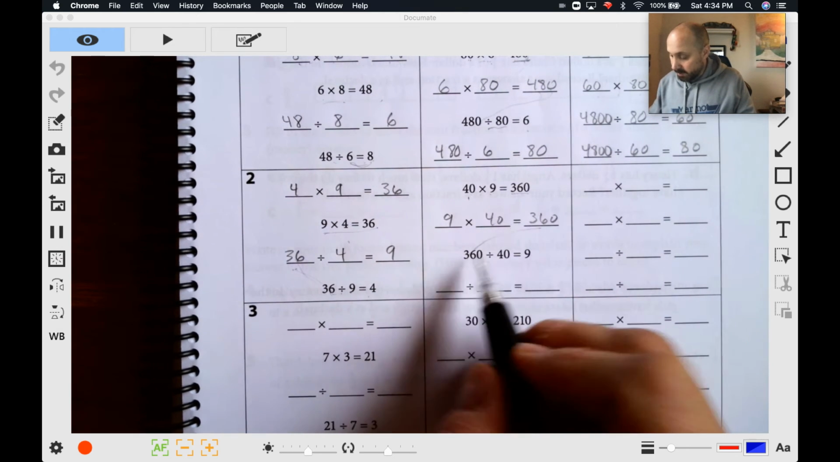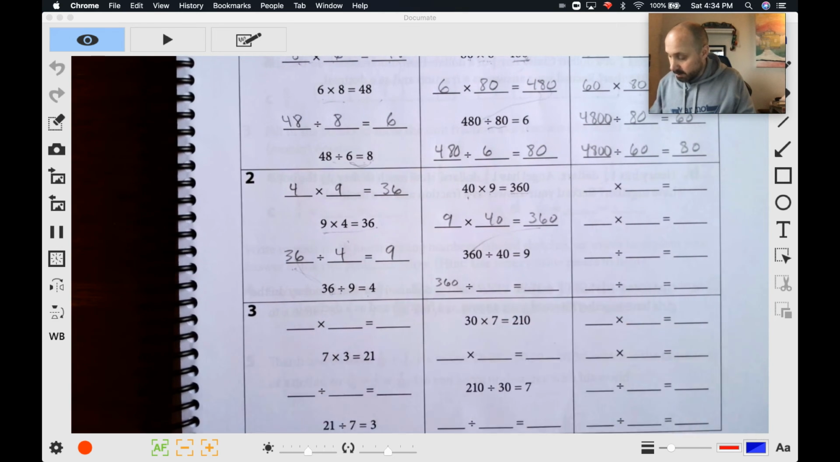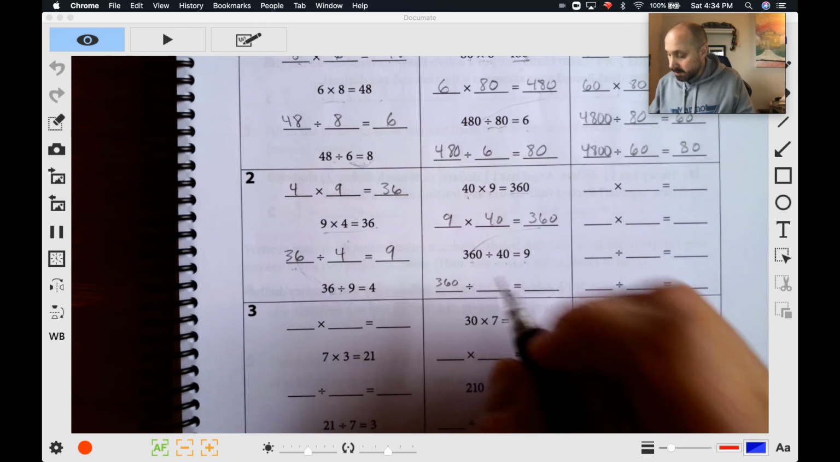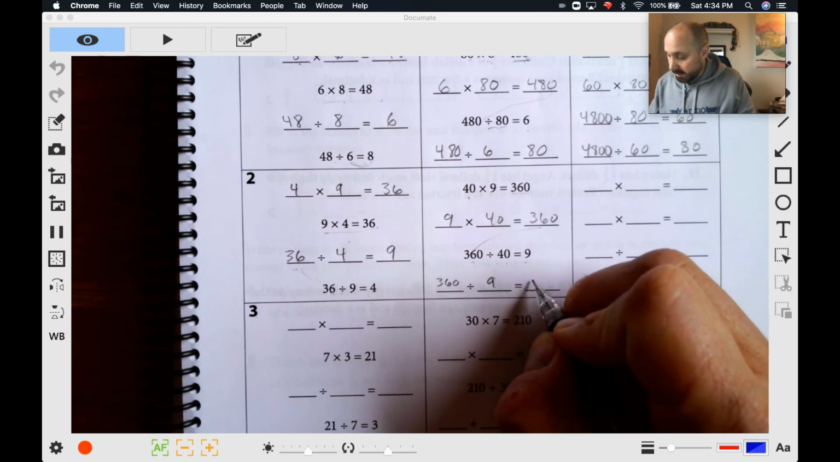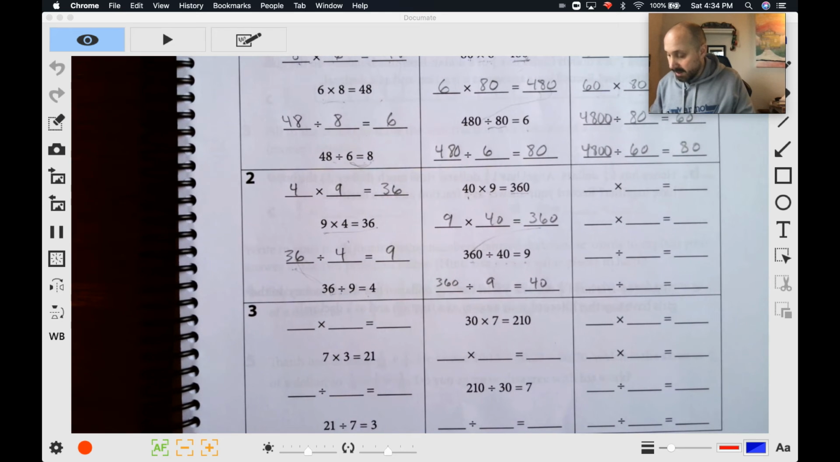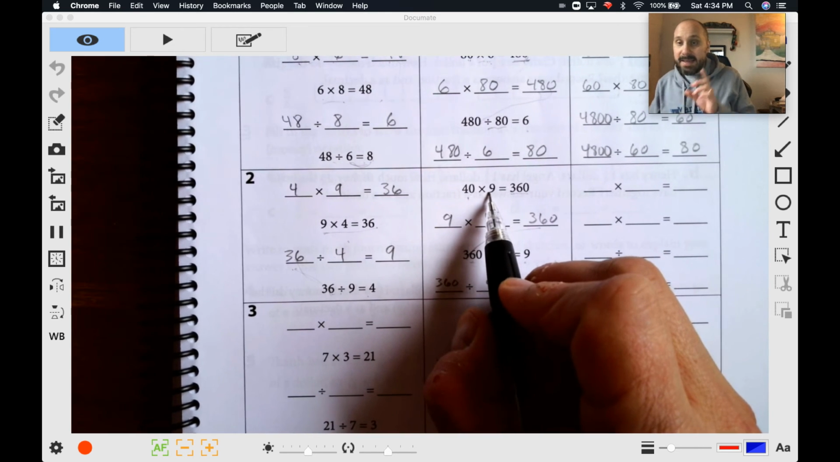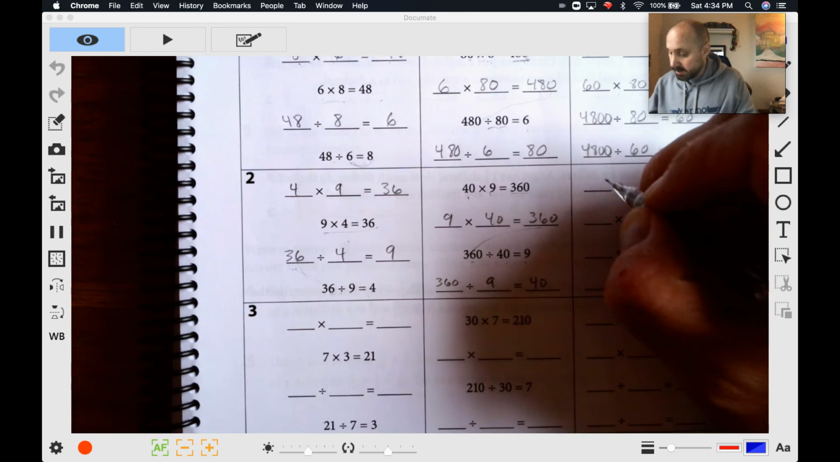And then they moved the 360 to the bottom, and then 360 divided by 40 equals 9. So we're going to say 360 divided by 9 equals 40. And then we're going to make up our own. So I'm just going to add another 0 to the 9 and make it 90. And then add a 0 to all of my other products.